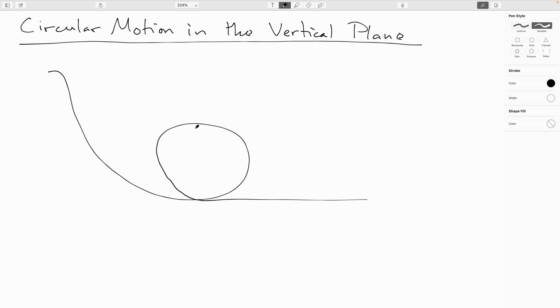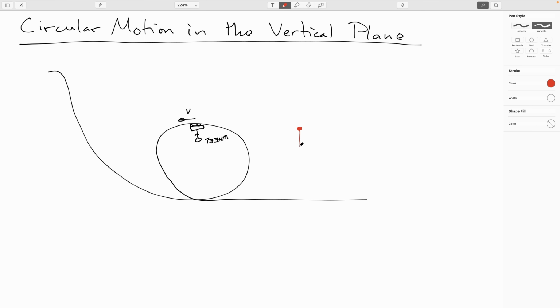Let's say one like this. And what I want to look at is right here, where the car is right at the top of doing our loop-de-loop. So right here, our car is going at some speed v, but let's take a look at the forces acting on the car.